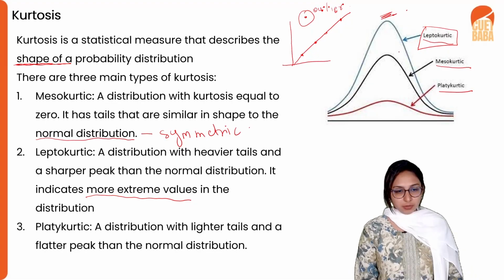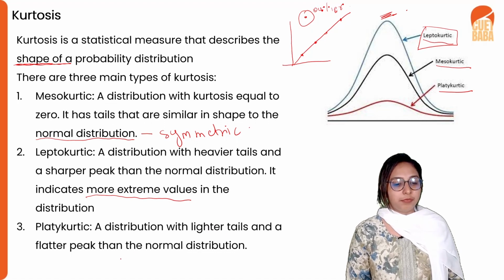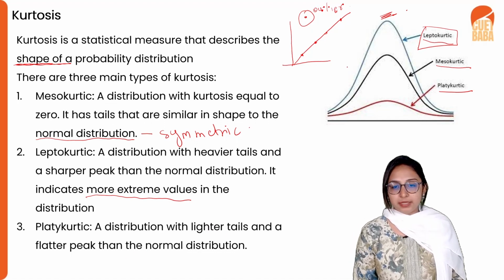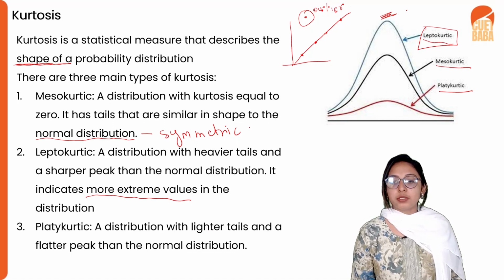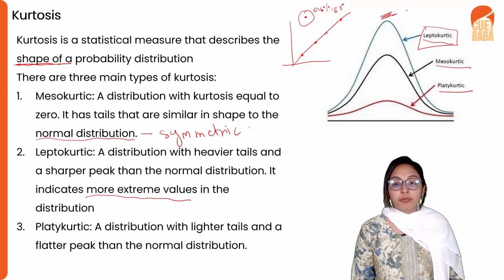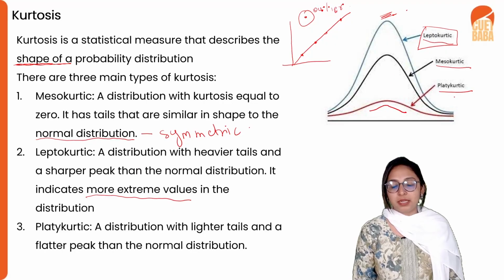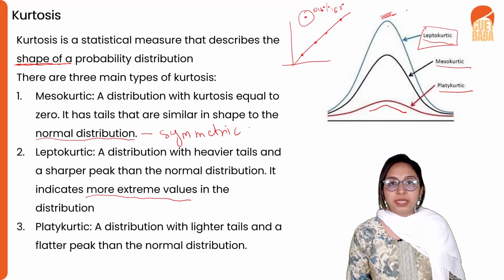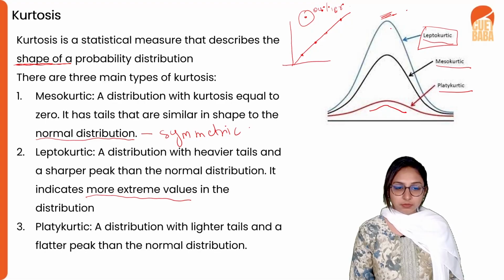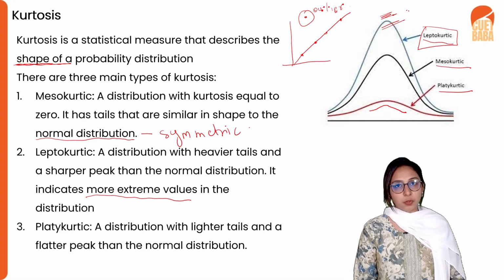Similarly, if there are fewer extreme values, the distribution will have lighter tails and a flatter peak. It is called platykurtic. The main difference between leptokurtic and platykurtic we can see from the peak. When the peak is too narrow or flat, we say it is platykurtic, and when the peak is too sharp, we say it is leptokurtic.